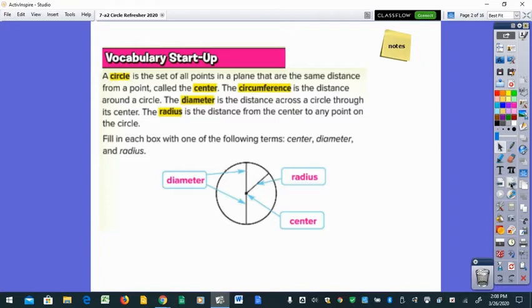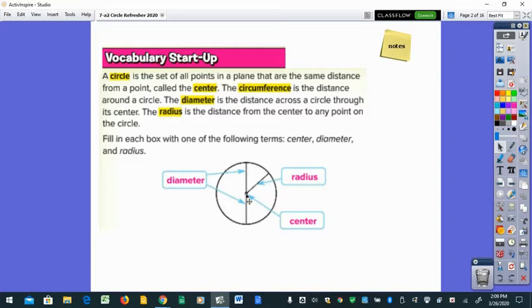The information I took for this video is from the 7th grade book. The first thing we're going to do is take a look at a circle. A circle is a set of all points in a plane that are the same distance from a point, and that point is called the center. If you look at this circle, every point on the circle is the same distance from that center point. So a circle is kind of like a hula hoop. And here we have our center.